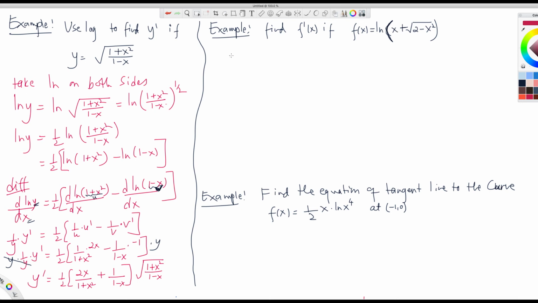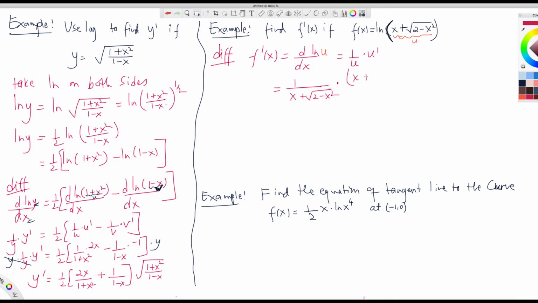Let's see. So let's find the derivative. Differentiate. You will get f prime of x equals d over dx of the natural log of, basically you can think of this as u, right? This is like a u. The whole thing is like u. Natural log of u. So what is the formula for that? This is 1 over u times u prime, right? So what is u? Let's write that as 1 over x plus root under 2 minus x squared, right? Times u prime, which is the derivative of that.